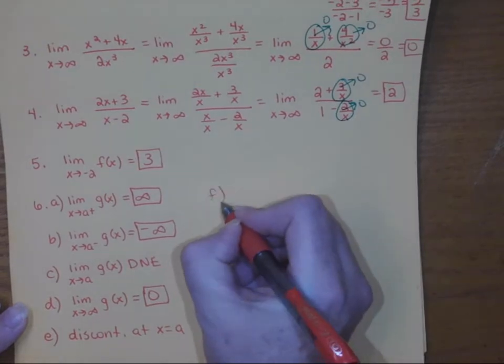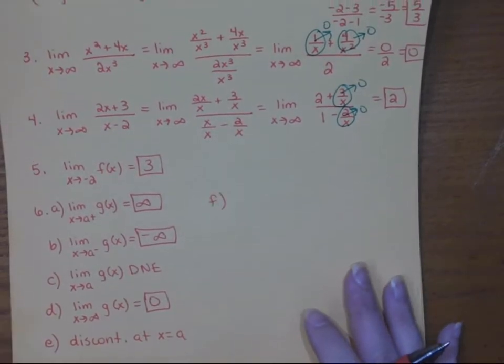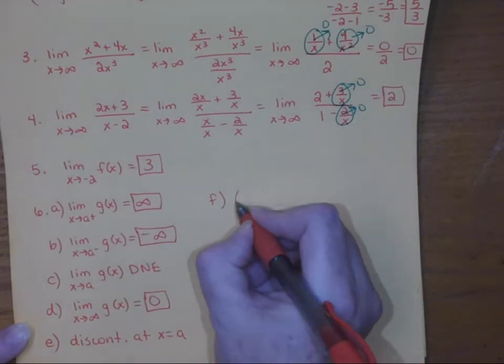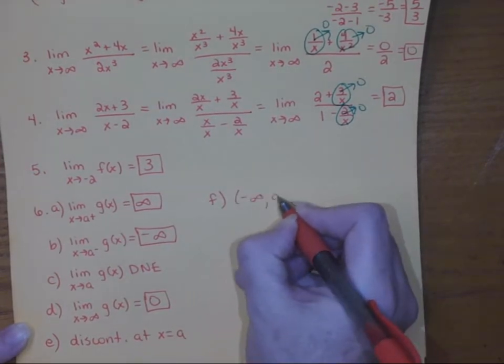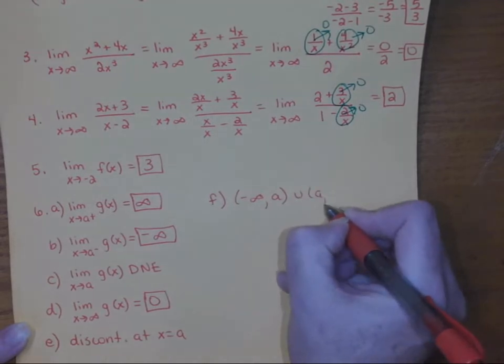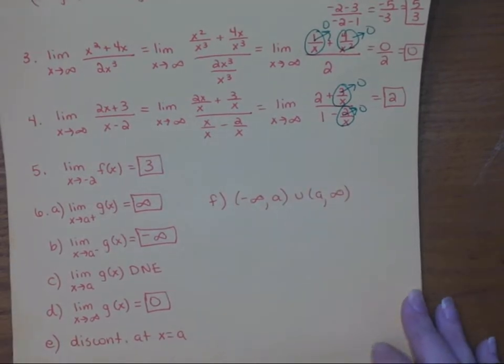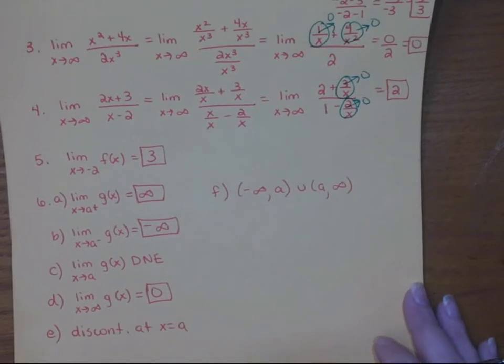All right, so let's finish this one off. Identify the intervals where g of x is continuous. If it's not continuous at a, it would be continuous everywhere else. So the interval notation would look like this. Now, probably on the test, I would actually give a number here instead of the letter a, but it's the process that I want you to know how to do.